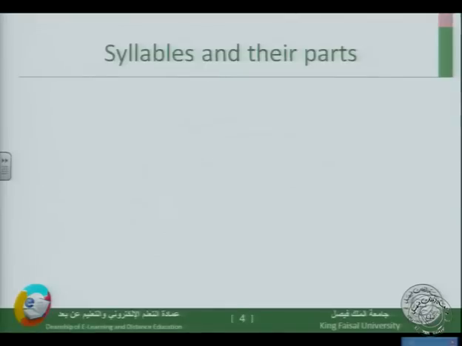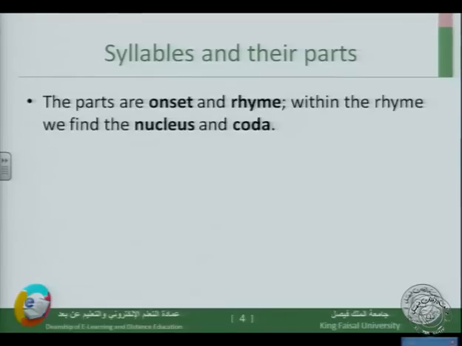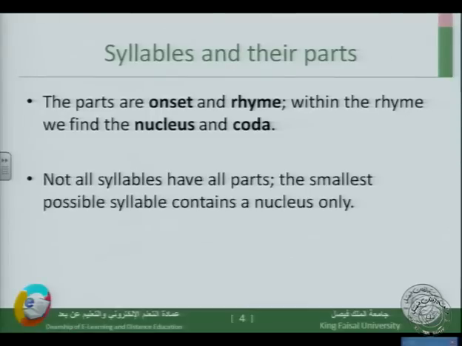Syllables. What are syllables? Last time we talked about syllables and their parts, and we said that the parts are onset and rhyme. Within the rhyme we find the nucleus and coda. Do you remember this slide? We've talked about syllables and their parts, right? So we said the parts of syllables are onset, rhyme. Within the rhyme we have the nucleus and the coda.